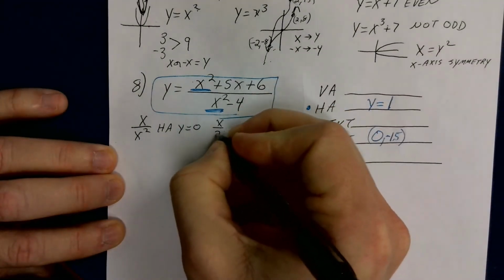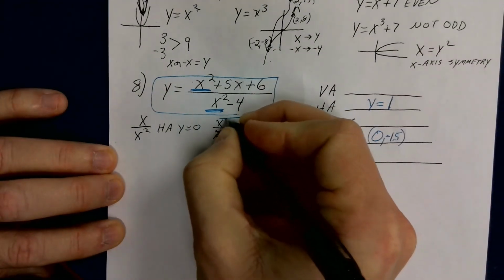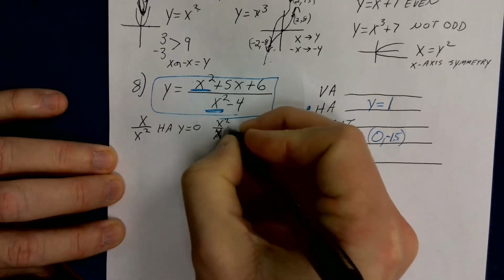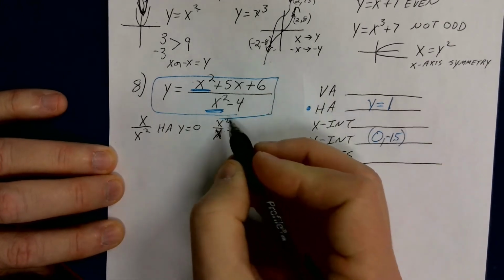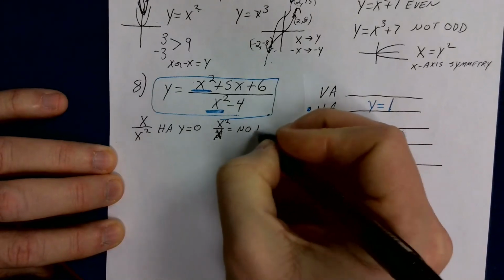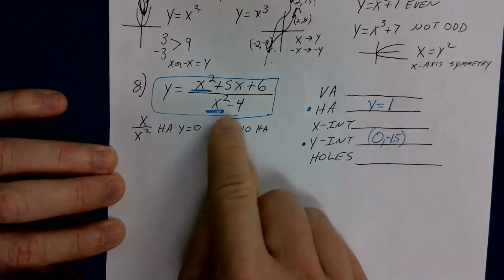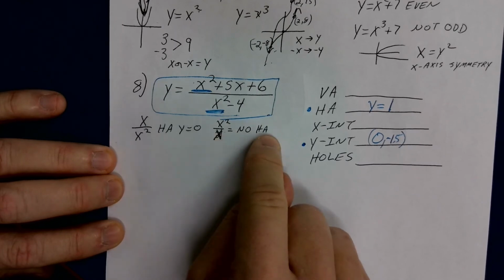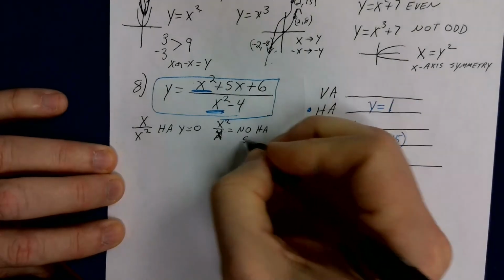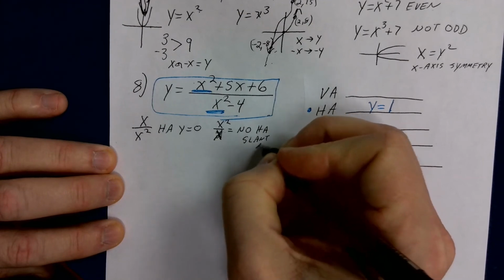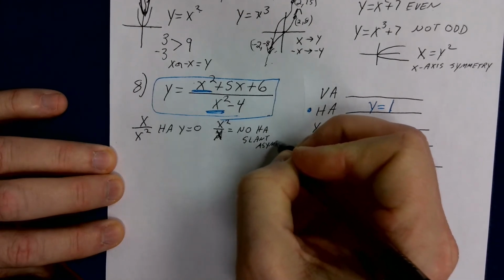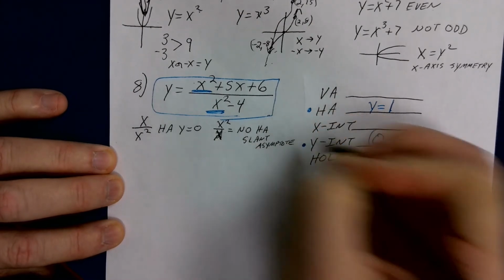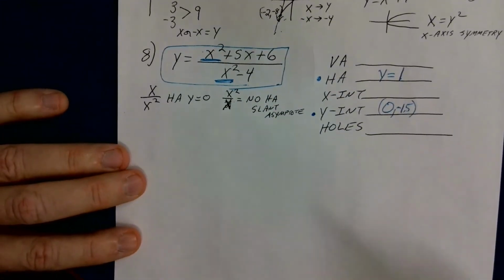However, here, x squared over a regular x, when the numerator's degree is bigger than the denominator's degree, there's no horizontal asymptote. Technically, it will be considered something called a slant asymptote, and we'll deal with that much later in this chapter. Okay, so there's a quick little rundown on it.